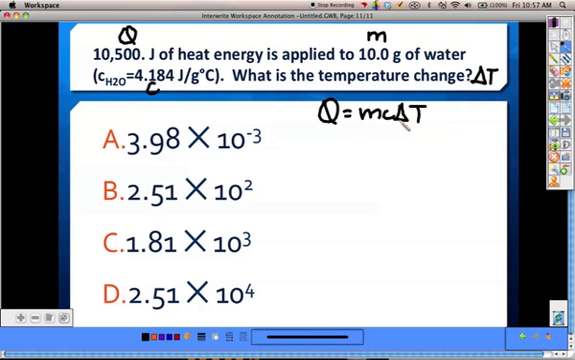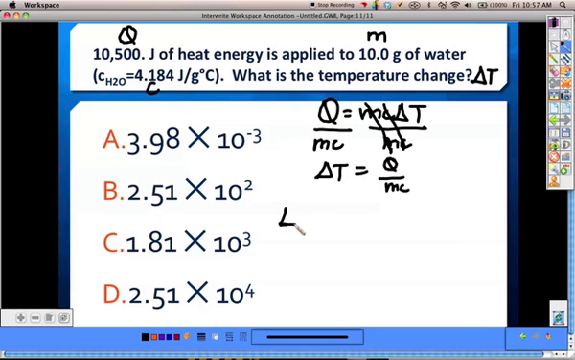I'm going to need to rearrange this equation to get delta T on its own. Since I'm doing multiplication, the opposite of that is division, so I'm going to divide both sides by MC. That cancels out on this side. So let's rewrite this so it looks a little nicer. Delta T is equal to Q over MC. Now I can fill in my values.